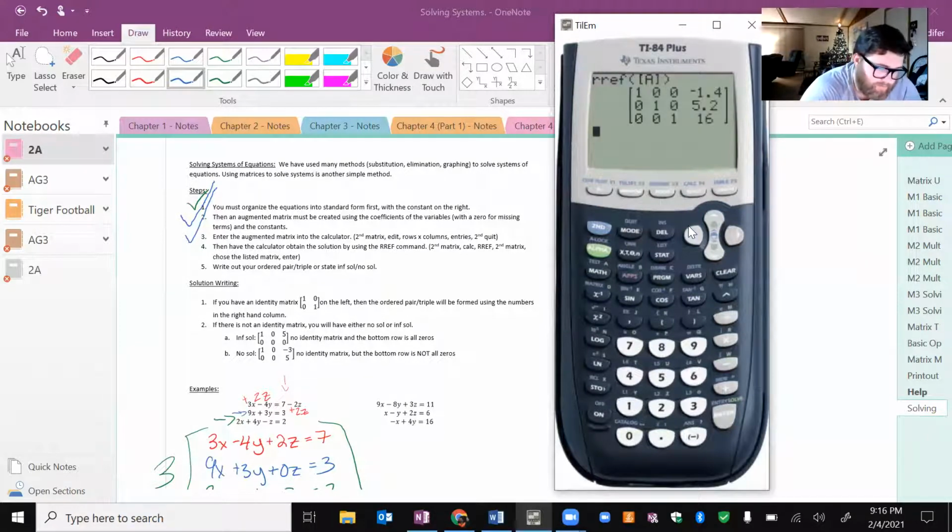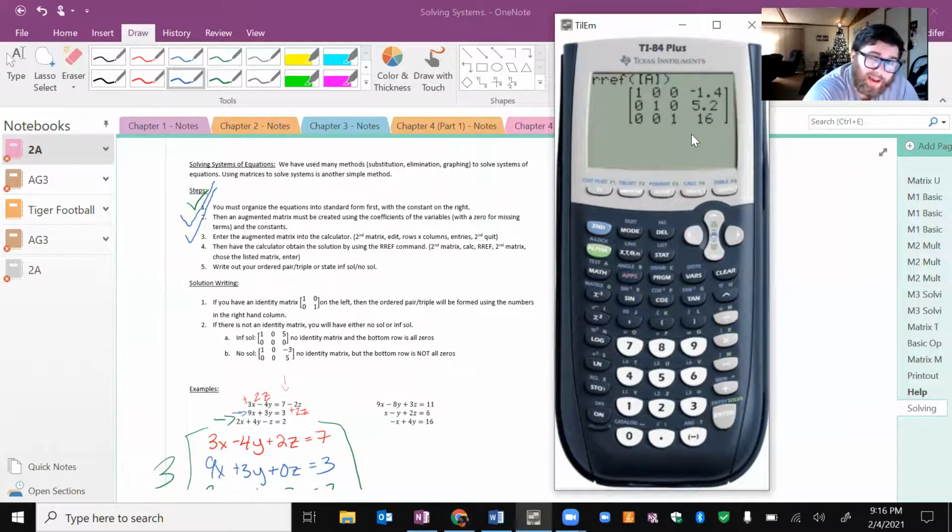Pretty easy. The only thing now to do is figure out what that means. We just got a matrix in return, but what does it mean? Here you go, down to solution writing. If you have an identity matrix, see these ones on the diagonal? That means it's an identity matrix. That's beautiful, absolutely beautiful.